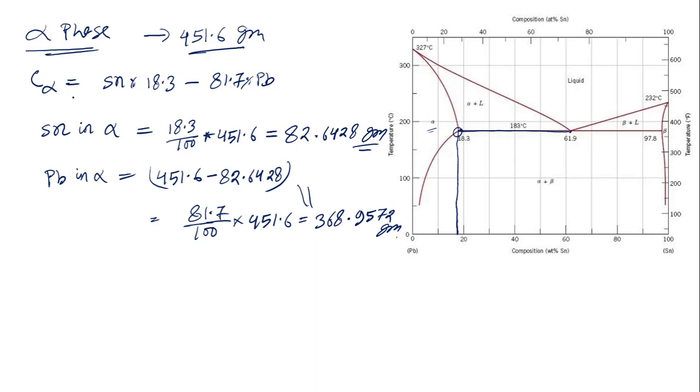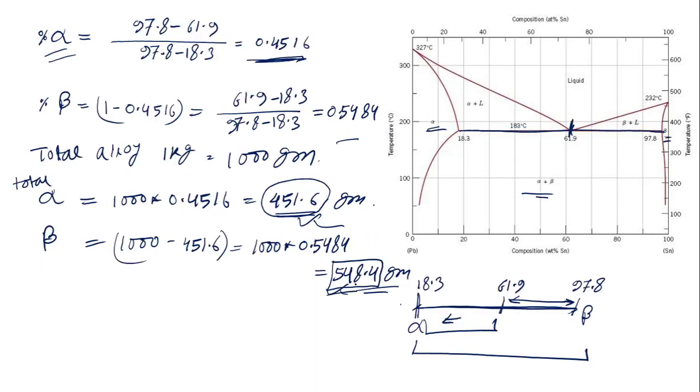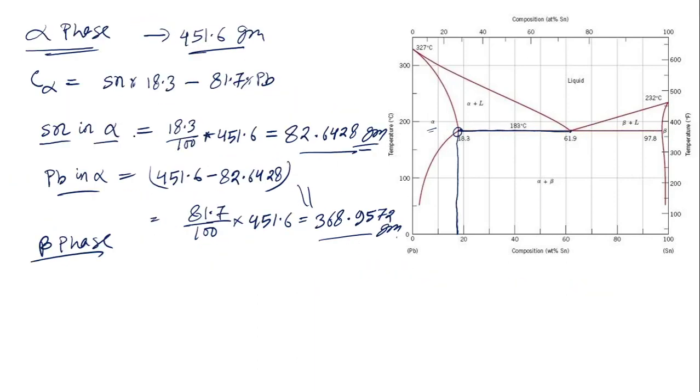Okay, now this is for alpha phase. These are actually the answer. The Sn in alpha is this much gram, Pb in alpha is this much gram. Now for beta phase. For beta phase, total amount of beta was 548.4, correct? 548.4 in terms of gram.